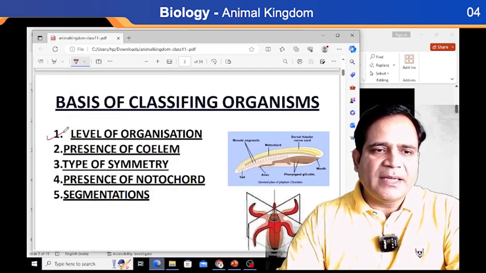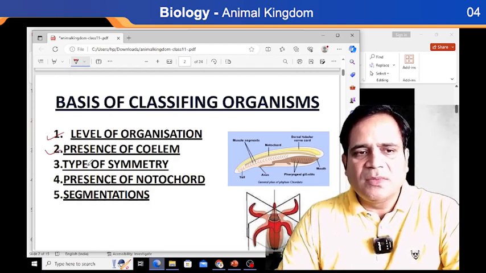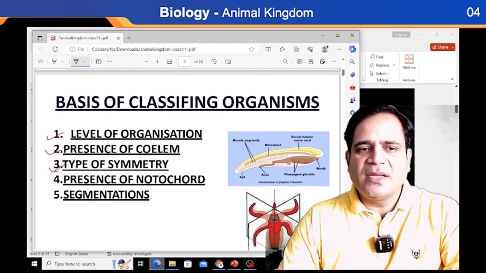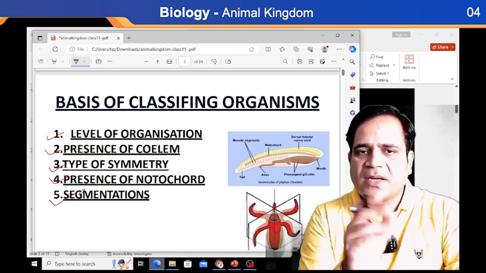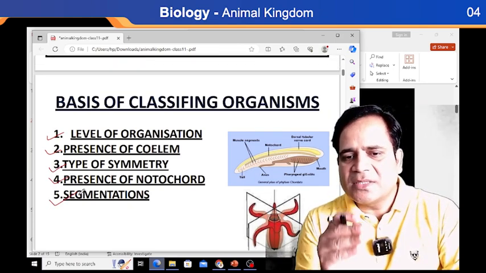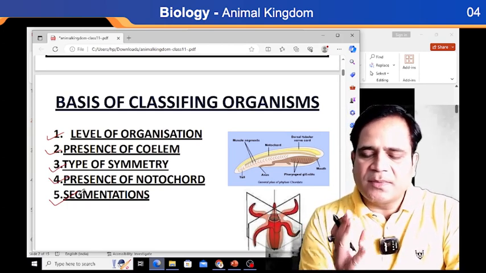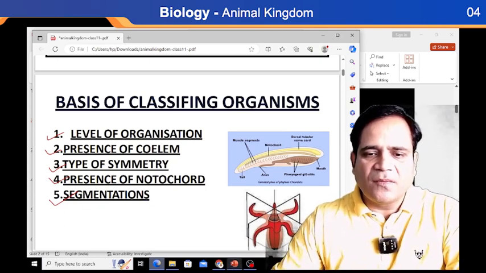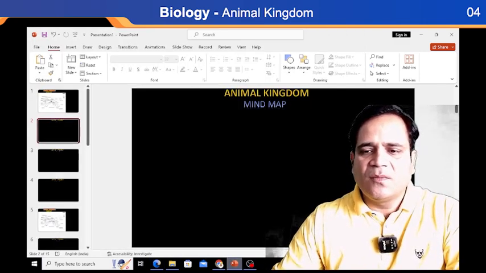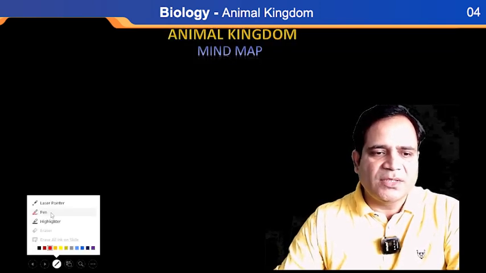Number one, level of organization. Second, presence of coelom. Then type of symmetry, then presence of notochord and segmentation. These are the bases of classifying organisms. In this way we classify them. First we have to know about the level of organization. If I'm talking about the level of organization, what does it mean?